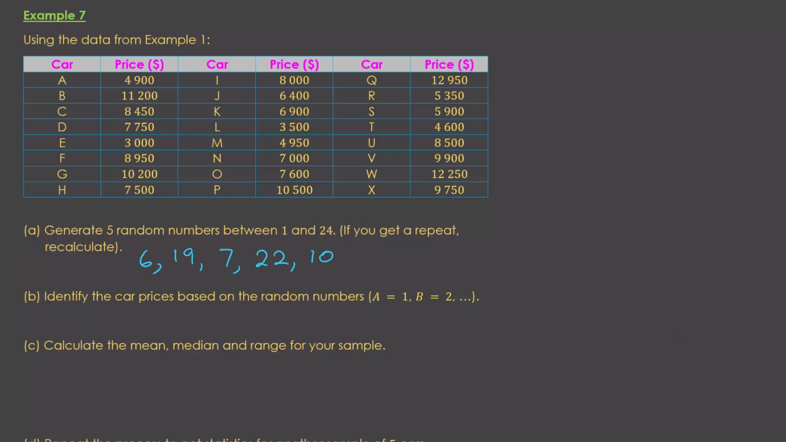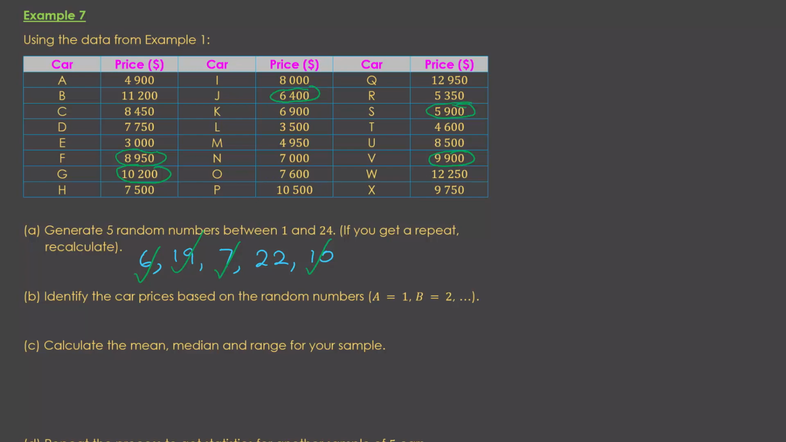So, which cars do we want here? So we want number 6. So 1, 2, 3, 4, 5, 6. That's F. F is the 6th letter of the alphabet. While I'm there, G is the 7th. So I've got this one and I've got this one done. And then 8, 9, 10. So J is the 10th letter of the alphabet. 11, 12, 13, 14, 15, 16, 17, 18, 19 is my next one. And then I've got 20, 21, 22 would be this one.